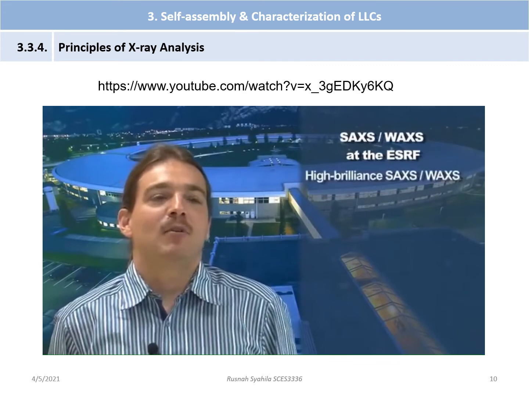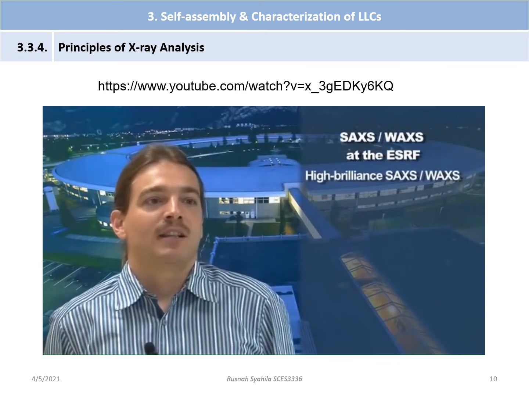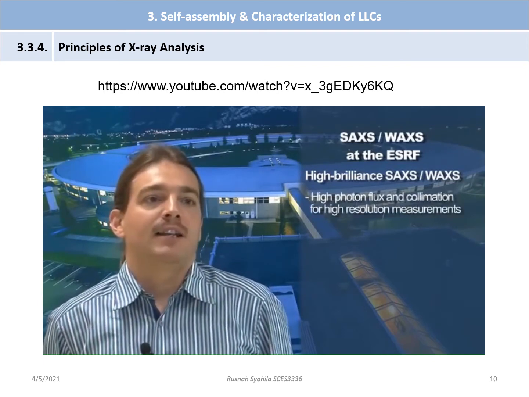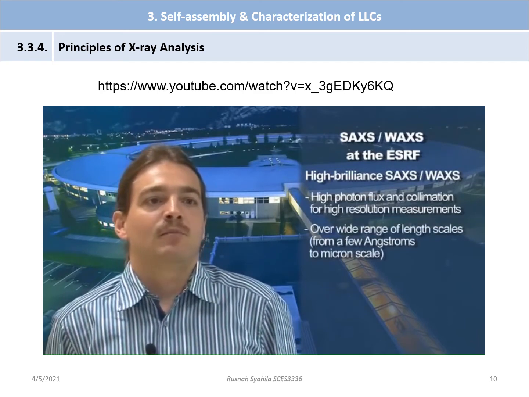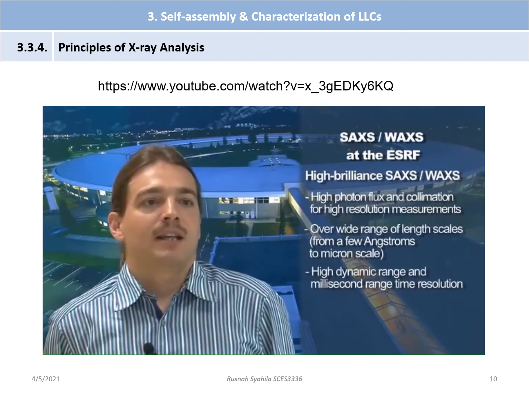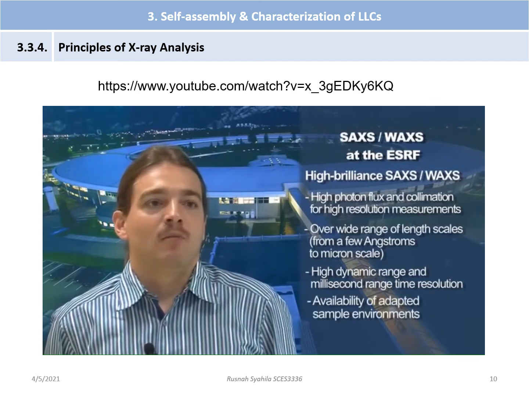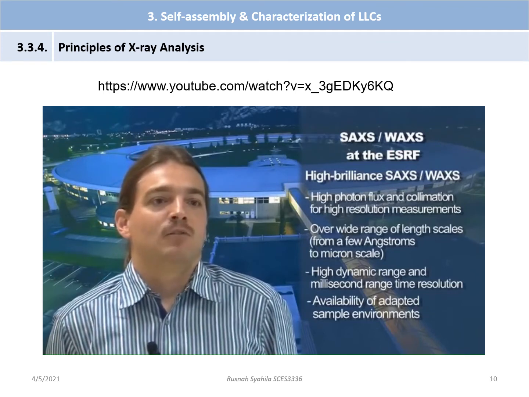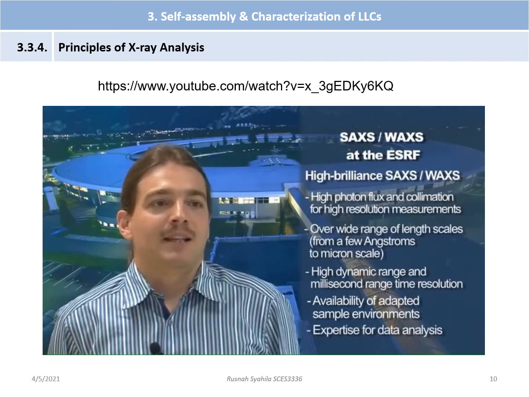Using the high brilliance small-angle and wide-angle X-ray scattering setup at the ESRF has several advantages. This, for example, is the high photon flux and the reduced divergence of the beamline for high resolution measurements over a wide range of length scales from a few angstrom to the micron scale. It's also the high dynamic range and the millisecond range time resolution available, and the adapted sample environments we provide at our beamline, ranging from rapid mixing devices, thermostated environments, to magnetic fields. Also, the expertise for data analysis is in place.